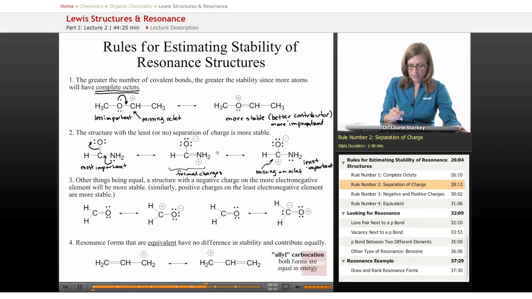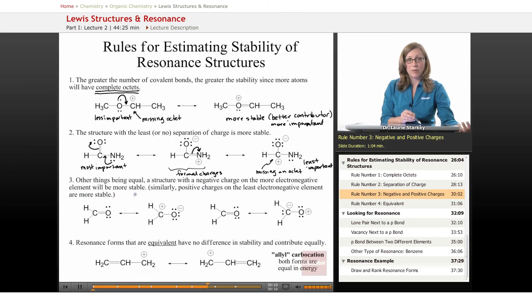And how about going from this second structure to the third structure? We've taken this pi bond and picked it up and moved it to be a lone pair on nitrogen. So we're moving pi bonds and we're moving lone pairs to do this resonance. Okay? Our third rule is that all other things being equal, a structure with a negative charge on the more electronegative element will be more stable.